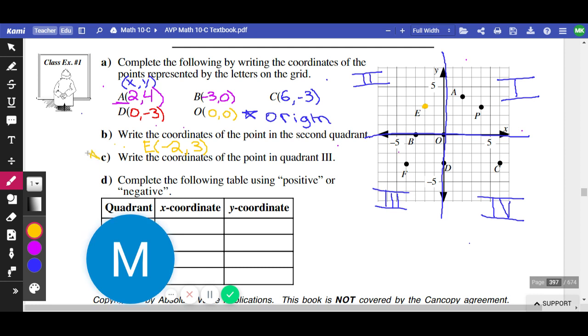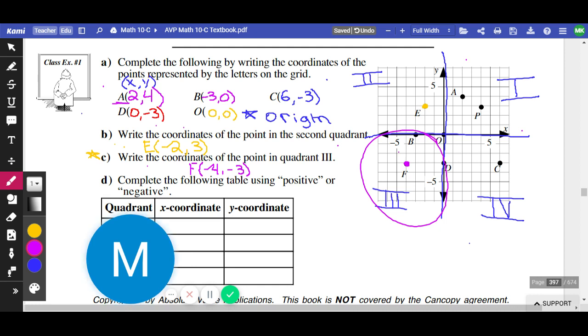Awesome. Number C. You guys can try that one on your own. So write the coordinate of the point in quadrant 3. So if I were to look up here at my 4 quadrants, quadrant 3 is this area over here. Quadrant 3 has one point in it, point F. That point is located negative 4 to the left and then 3 down. So 4 left, 3 down, that gets you to point F.